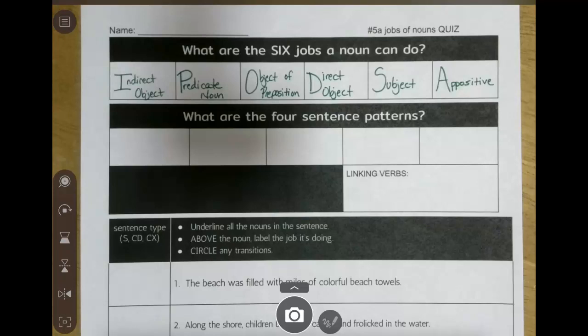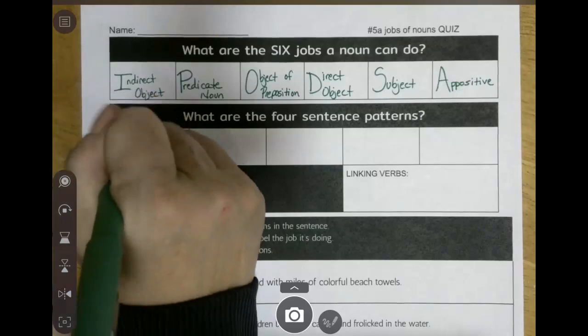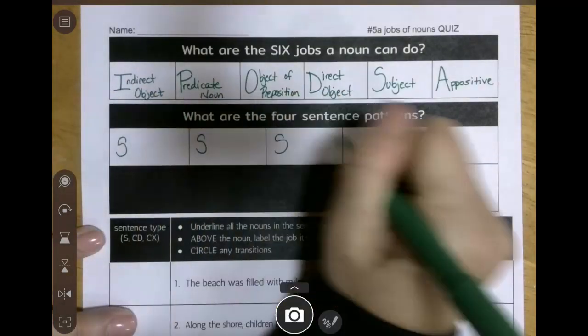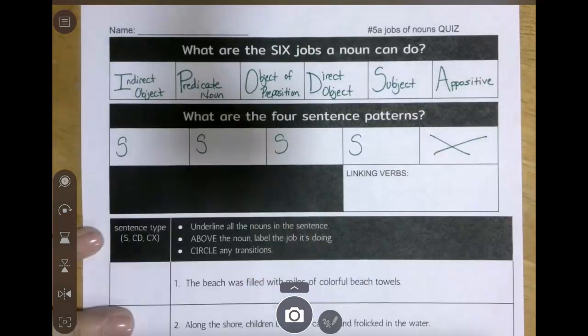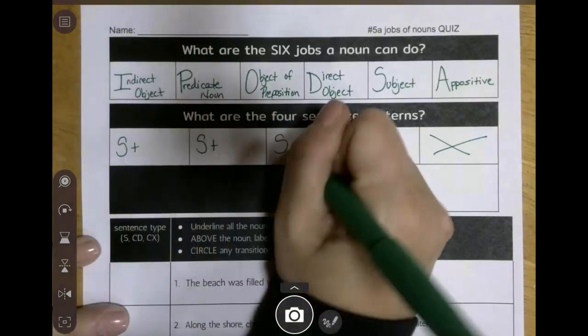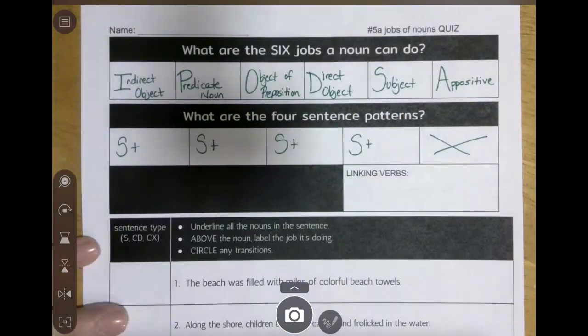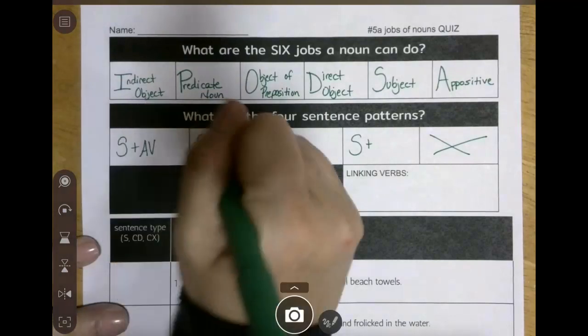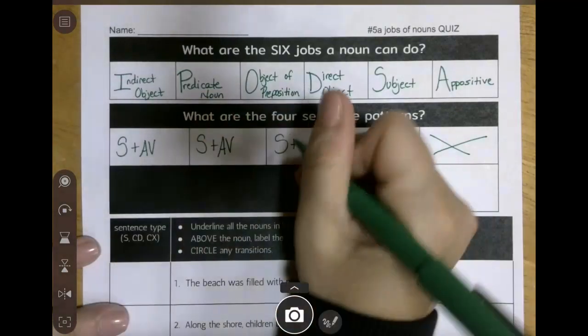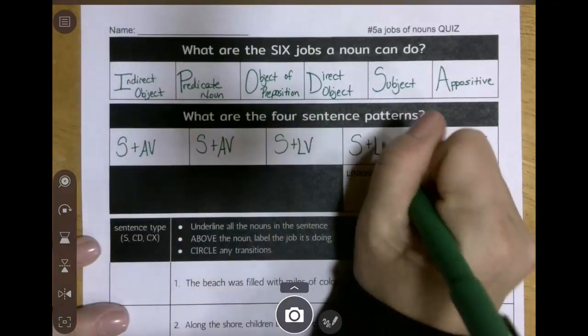All right, so what are the 4 sentence patterns? One thing to think about with sentence patterns is that they all start exactly the same. They all have to start with a subject. And remember, there were only 4. We put an extra box in there on accident. They also all have to have a verb. And so we've got 2 different kinds of verbs. Each verb has 2 sentence patterns that go with it.